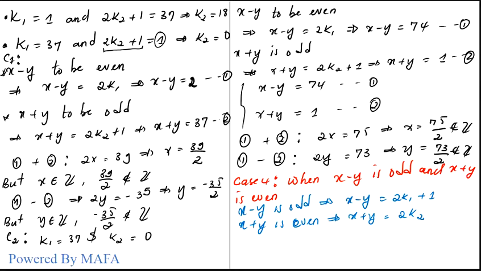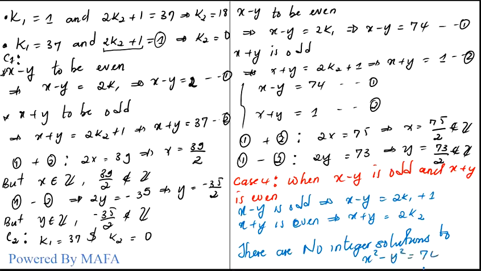So at the end, we can say that since we assume that there are integer solutions, but at the end of each case we actually see that there exists no integer solutions. Therefore our statement, which was assumed to be true, has been contradicted. So that's definitely the proof by contradiction. So in essence, we can conclude that there are no integer solutions to the equation x squared minus y squared is equal to 74.